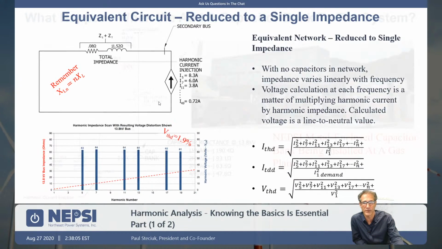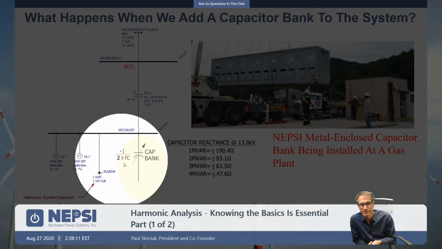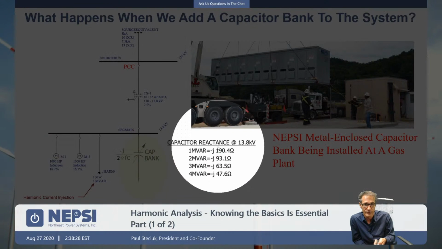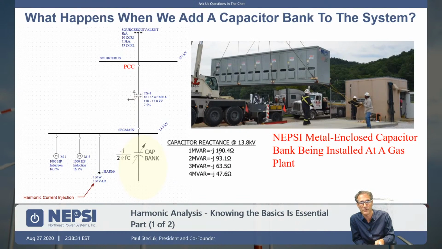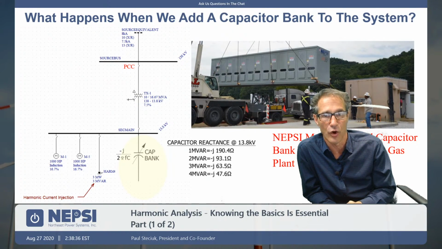So let me scroll back ahead. We're adding capacitors to a network here, and you can see that typically we're adding capacitors in a variable form. In this case, we just arbitrarily picked a 1 megavar, a 2 megavar, a 3 megavar, and a 4 megavar bank. So it's a multi-stage cap bank, and we can calculate the impedance of that capacitor very easily, right? It's the voltage squared divided by the megavars. That will give me the ohms of that capacitor. So very easy to calculate.